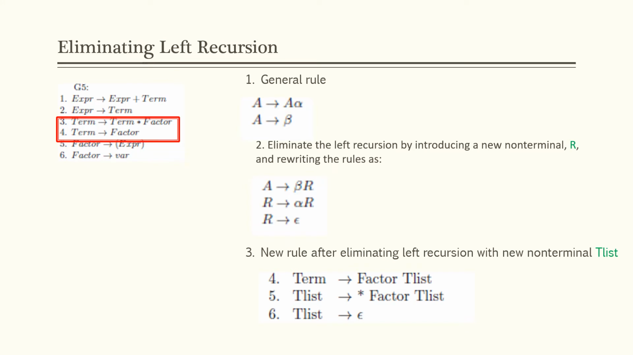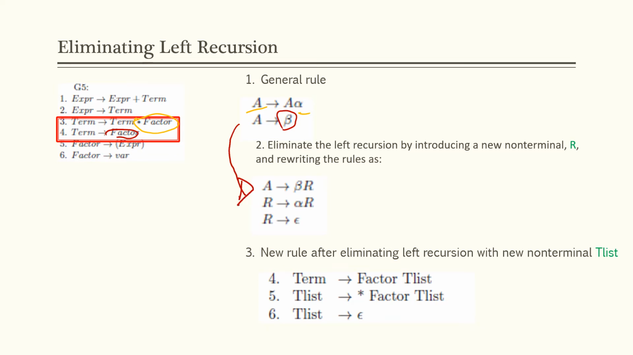Now we will be doing the same process for rule number 3 as well as rule number 4. Rule number 3 actually refers to the general rule. A here actually is the term, alpha is actually a multiply factor, and beta actually is a factor. So bear that in mind. We're going to eliminate the left recursions and convert it into this form.